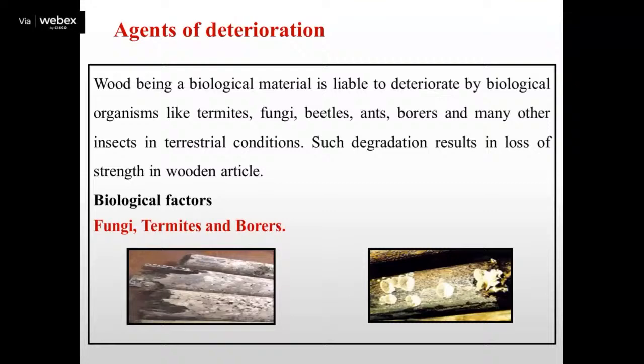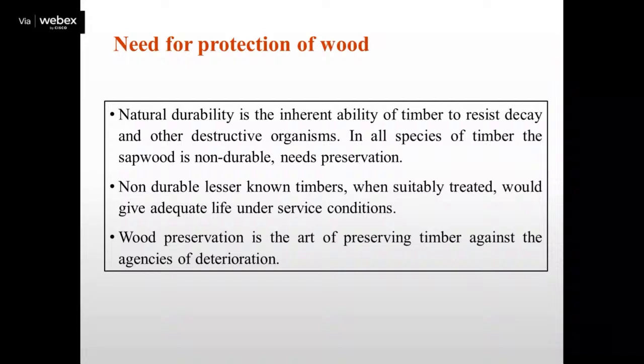So why is there a need for the protection of wood? Natural durability is the inherent ability of timber to resist decay and other destructive organisms. In all the species of timber, the sapwood is non-durable and needs preservation treatment. Non-durable species, when suitably treated, would give adequate life under service conditions. So wood preservation is the art of preserving timber against the agencies of deterioration.